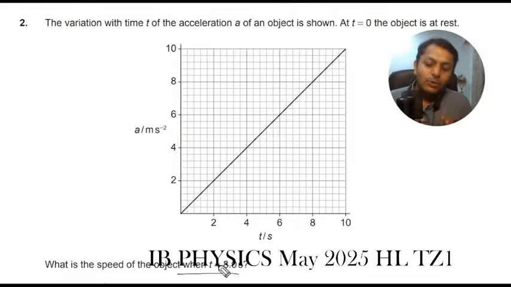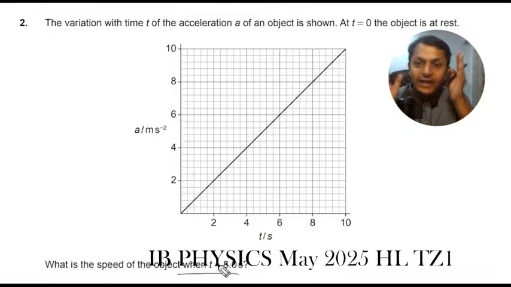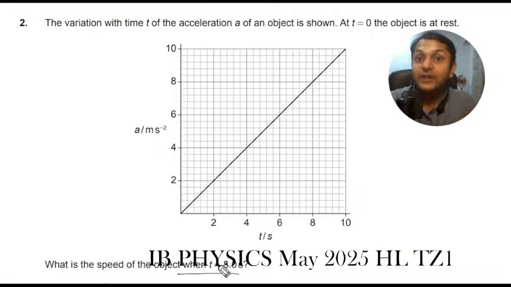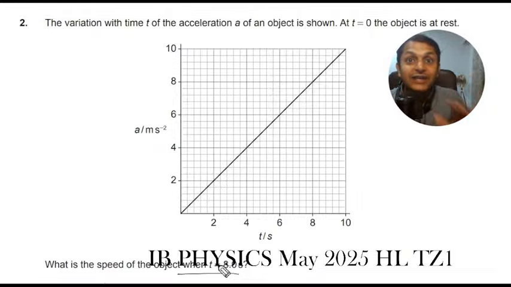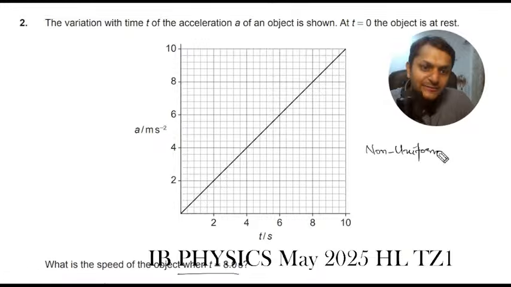So number one, when a graph is given, you are not supposed to use the SUVAT equations. It is usually about finding the area or finding the slope. Number two that you have to keep in mind is that whenever you see a graph, you have to check the acceleration first of all. Is acceleration constant with respect to time? Well, in this case, clearly not, because the graph is given, and so acceleration is not constant. In fact, acceleration is a variable. So it is clearly a non-uniform acceleration case.